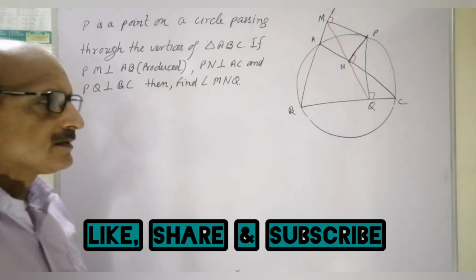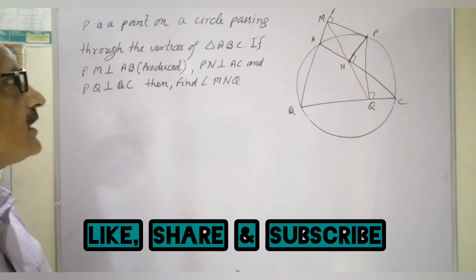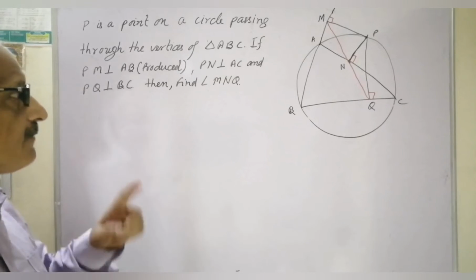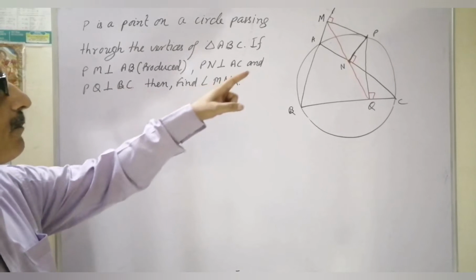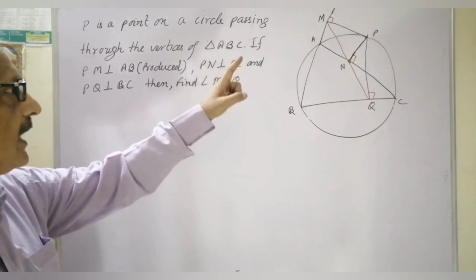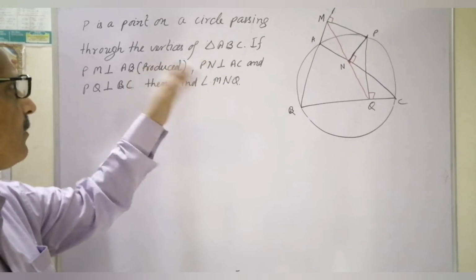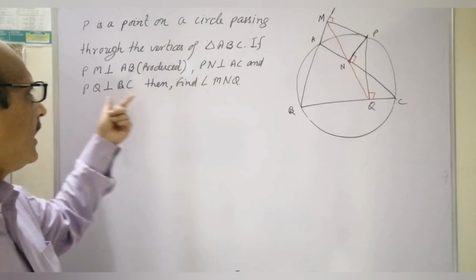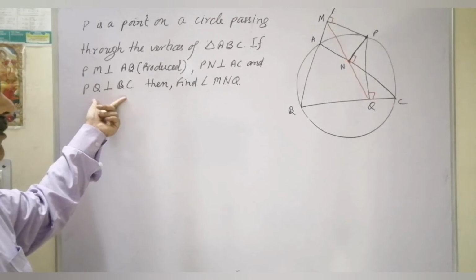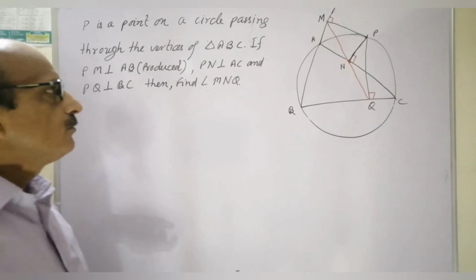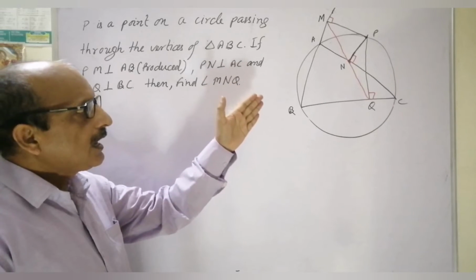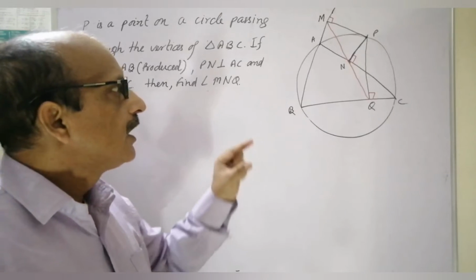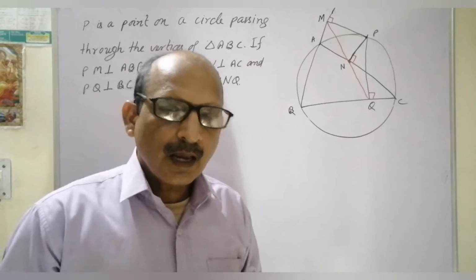Let's see the question. P is a point on a circle passing through the vertices of a triangle ABC. If PM is perpendicular to BA produced, PN is the altitude on AC, and PQ is again the perpendicular on BC, then we have to find angle MNQ, the angle between the two line segments MN and NQ.